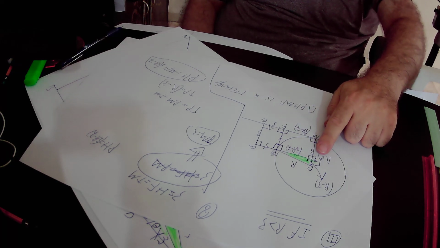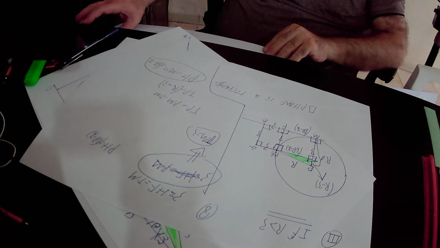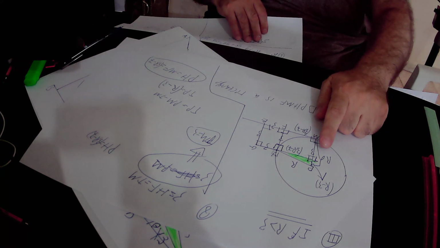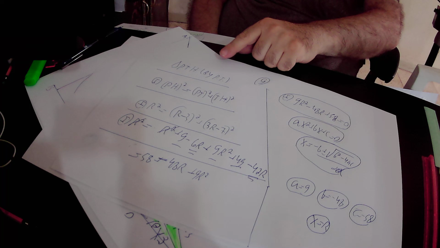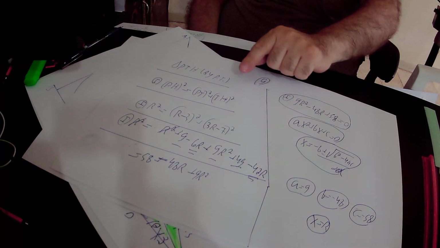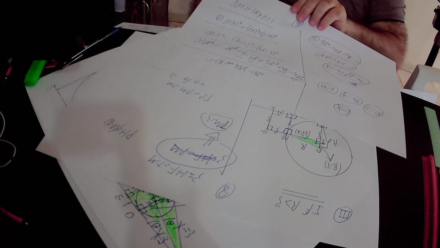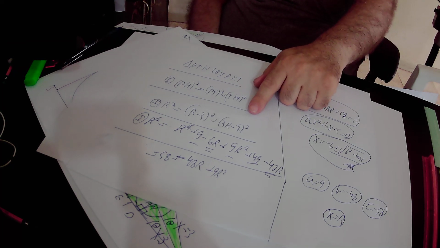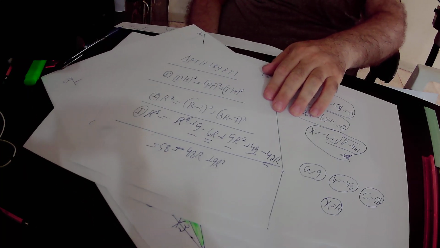Then we implemented the Pythagoras theorem on the green right-angle triangle PTH. According to the Pythagoras theorem, the square of the hypotenuse equals the sum of the squares of the perpendiculars, that is to say PH squared equals PT squared plus TH squared. PH equals R, therefore PH squared is R squared. PT equals R minus 3, therefore PT squared is (R minus 3) squared. TH equals 3R minus 7, therefore TH squared is (3R minus 7) squared.